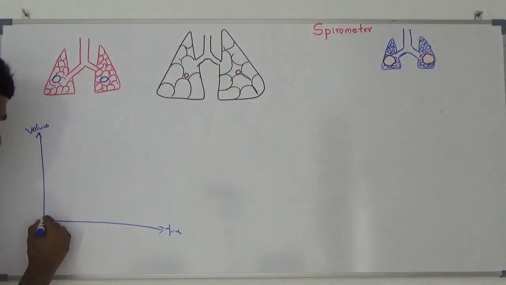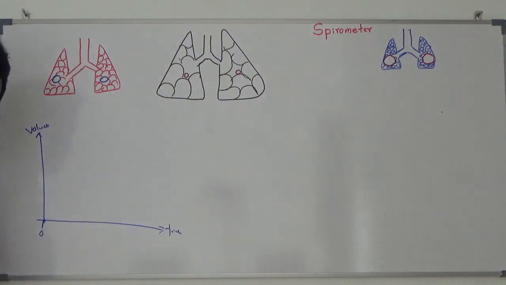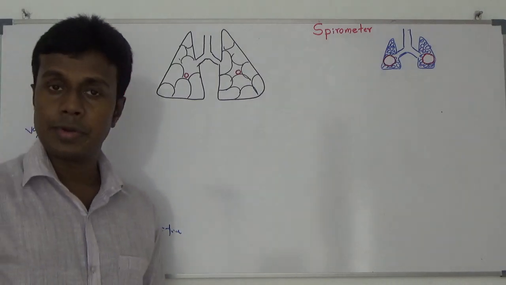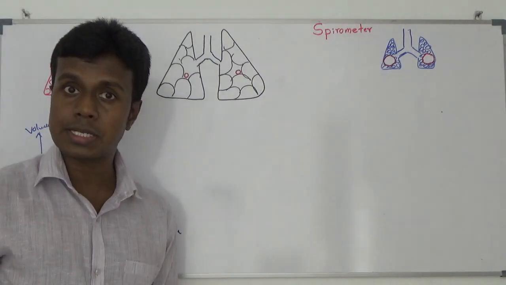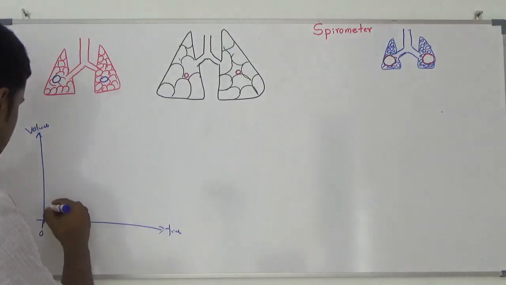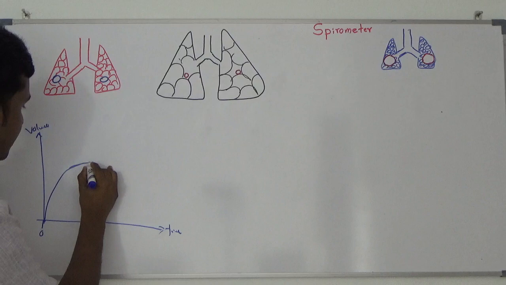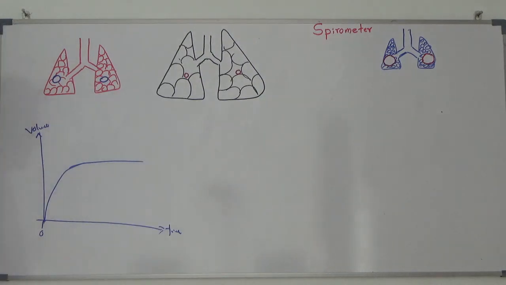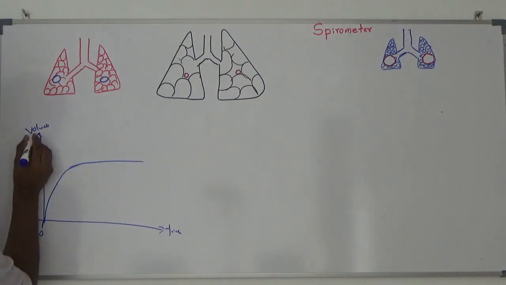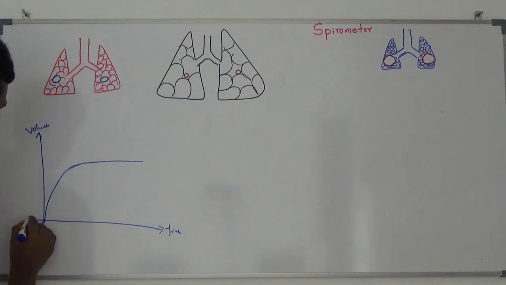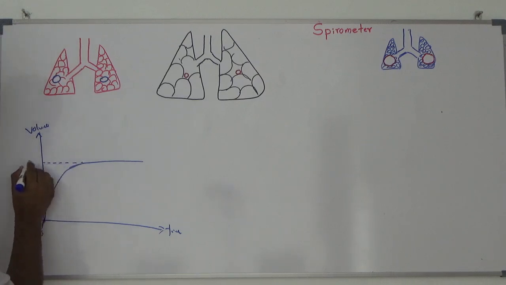Initially with the time, see time 0, no volume is going out. When I start to expire, the gas rapidly comes outside. Then with the time it will be like this. The volume here 0, here maximum volume is 4.5 liters or 4500 ml.